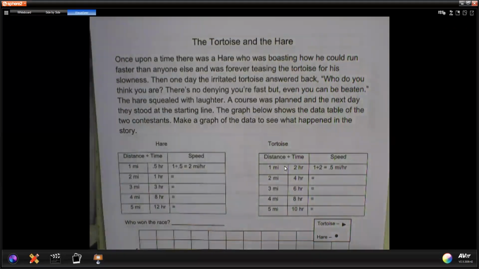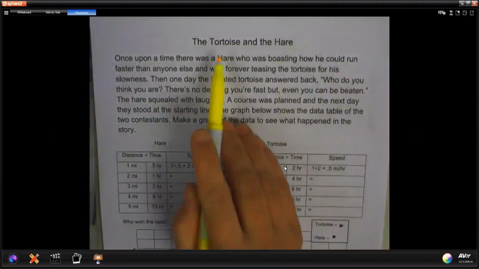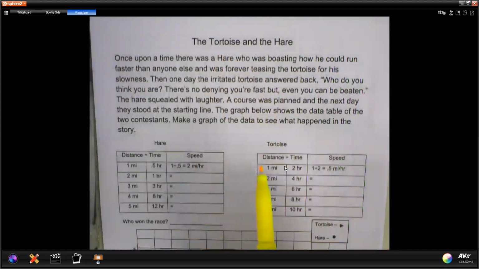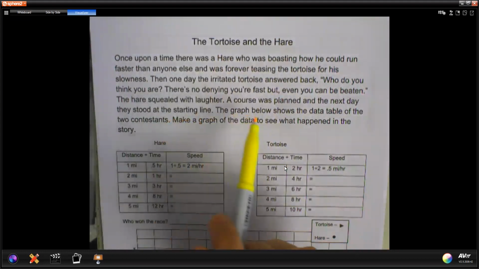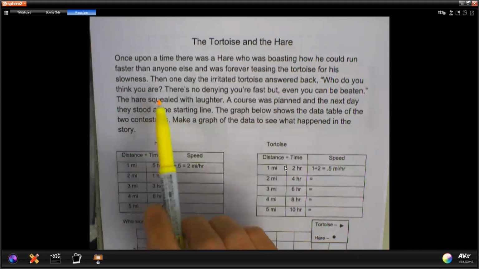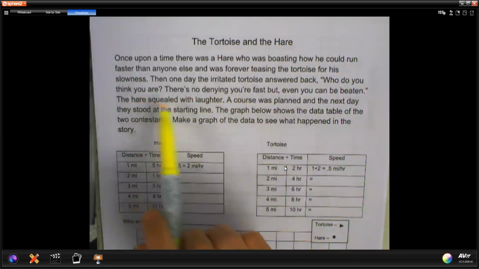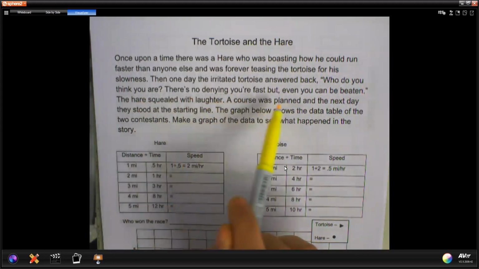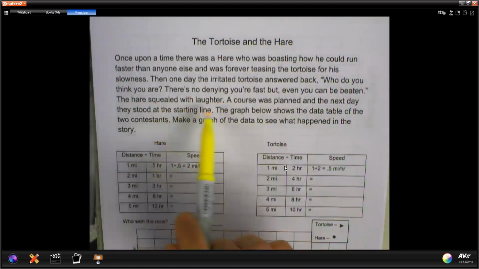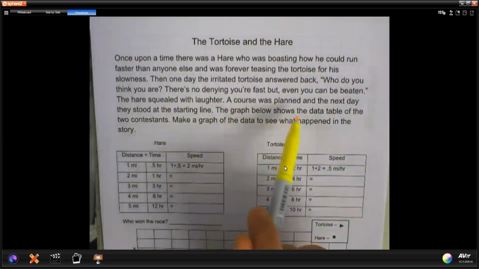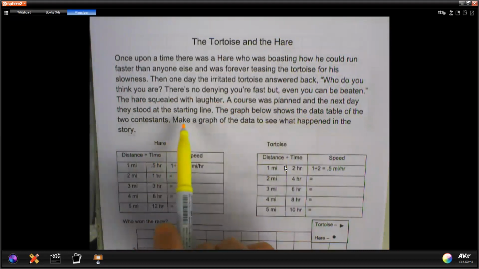So to begin with, we had this paper here, which is based on the story of the tortoise and the hare. It says, once upon a time, there was a hare who was boasting how he could run faster than anyone else and was forever teasing the tortoise for his slowness. Then one day, the irritated tortoise answered back, "Who do you think you are? There's no denying that you're fast, but even you can be beaten." The hare squealed with laughter.